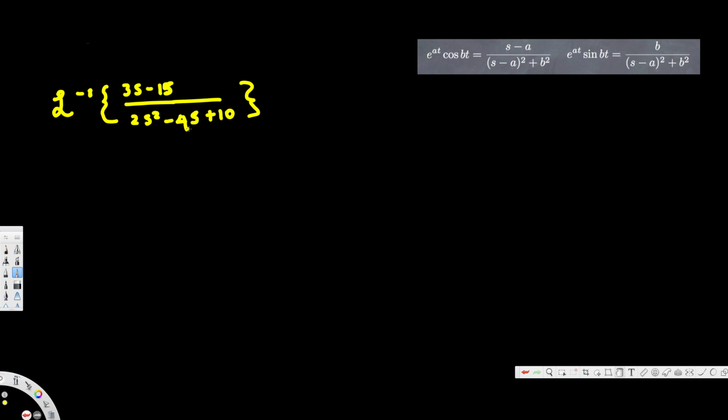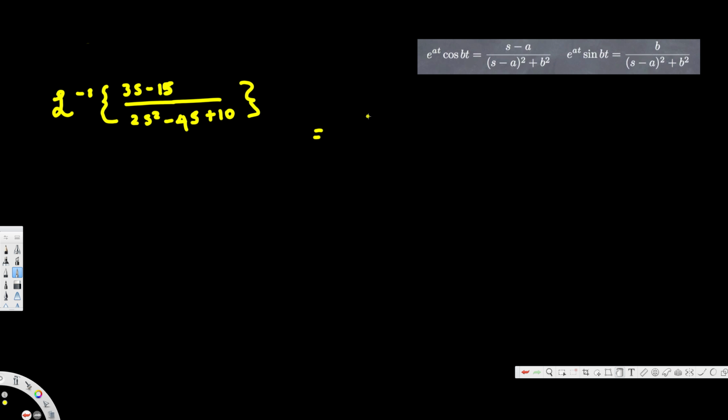Because if you look at this one, this is almost matching e^(at) cos bt or e^(at) sin bt, but we have to have the denominator in this form. We have to have a perfect square trinomial, but here we don't have that one. Okay, so we have to bring that pattern.